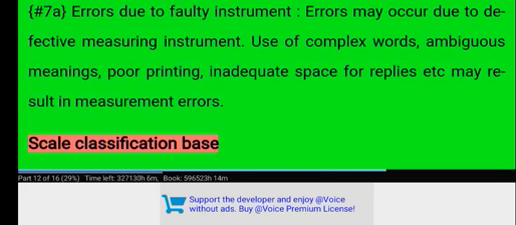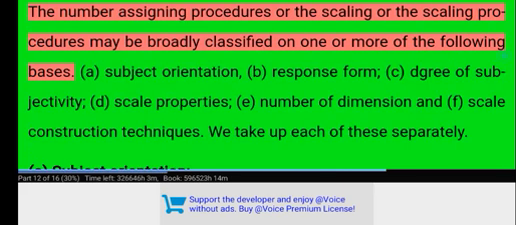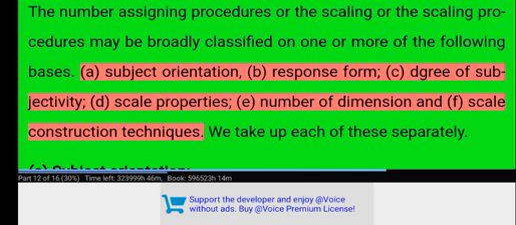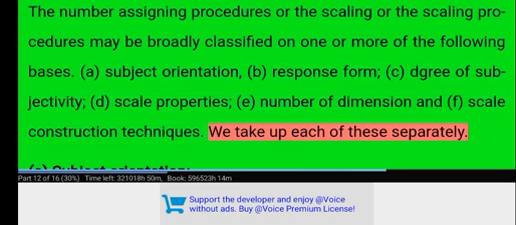Scale classification bases. The scaling procedures may be broadly classified on one or more of the following bases: A. Subject orientation. B. Response form. C. Degree of subjectivity. D. Scale properties. E. Number of dimensions. And F. Scale construction techniques. We take up each of these separately.